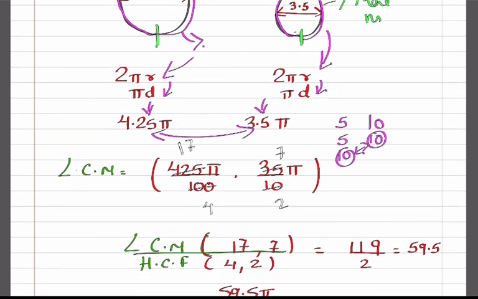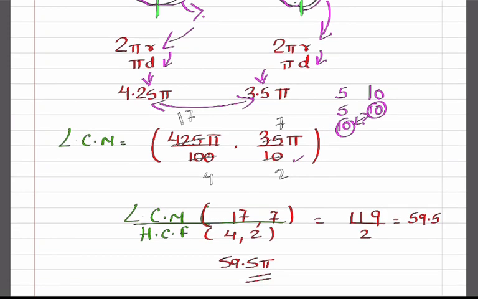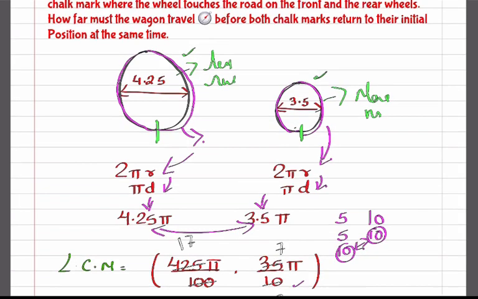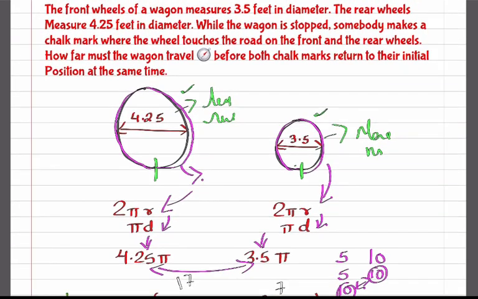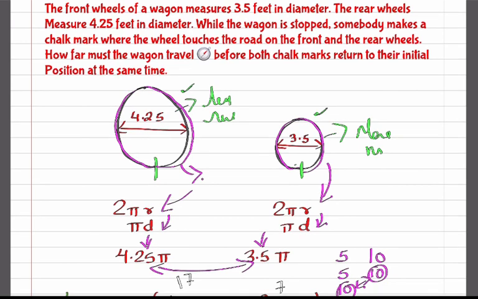So what is the LCM of these two? I read it as 425 divided by 100 into pi, 35 by 100. I solve it as 17, 4, 7 and then 2. Now LCM of fractions is LCM of numerators upon HCF of denominators. What is the LCM of 17 and 7? 119. HCF of 4 and 2 is 2. 119 divided by 2 is 59.5. So 59.5 is the answer. That is when both the chalk marks will return to their initial position.